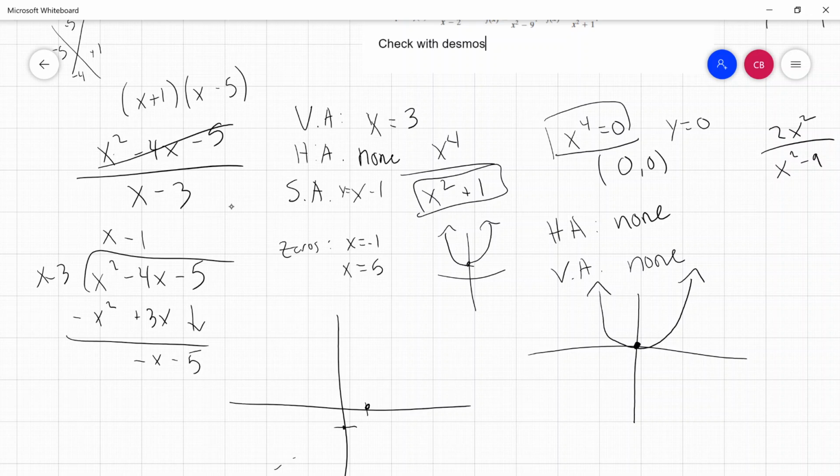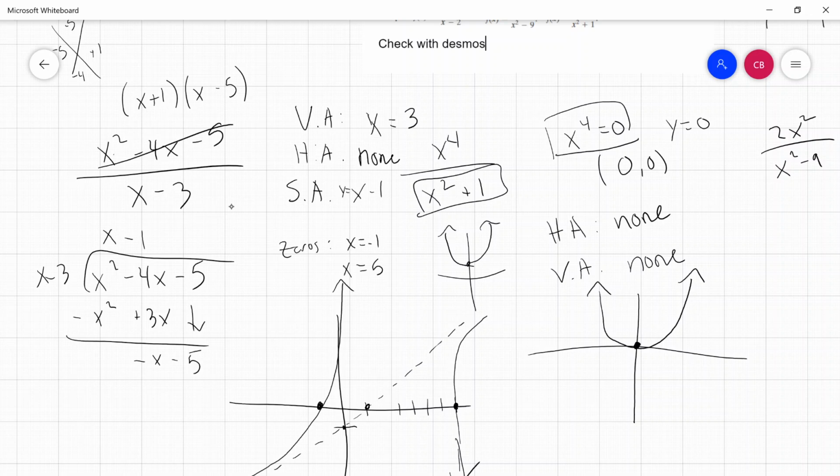We draw an asymptote. X equals -1. That's like right here. X equals 5. That's like right there. I know this is going to approach this, so it's got to go something like that. And then this has to approach this, so it has to go something like this. And we will check this with Desmos.